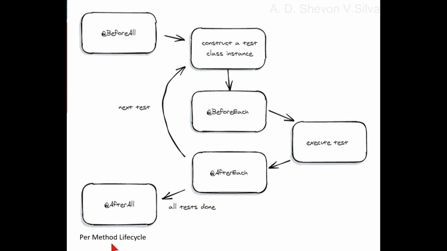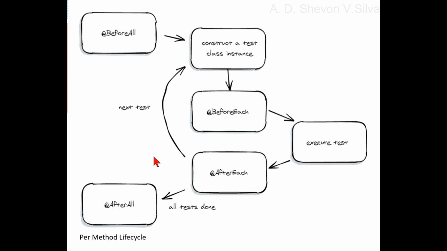Here you can see a per method lifecycle. In per method lifecycle, this is a test instance lifecycle. By default, JUnit creates a new instance of the test class before executing each test method. This helps us to run individual test methods in isolation and avoid unexpected side effects.